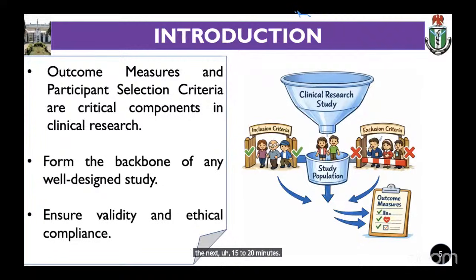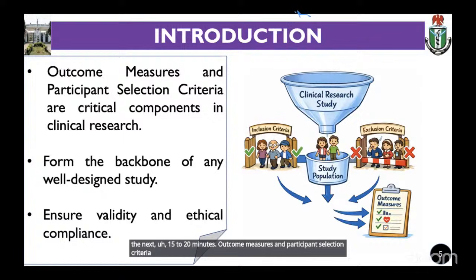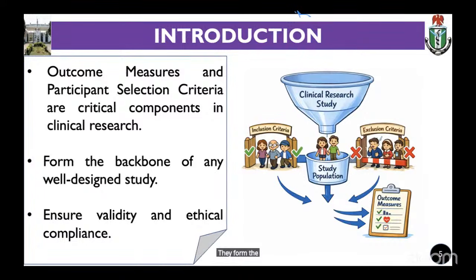Outcome measures and participant selection criteria are critical components in clinical research. They form the backbone and they ensure validity and ethical compliance. We've discussed introduction, aims and objectives. At the end of the day, once the candidates have put everything together from the introduction, aims and objectives, you have formed the hypothesis. The next thing is to get your ideal study population that is fully representative of your study design. And of course, you have to exclude certain participants from your research study.